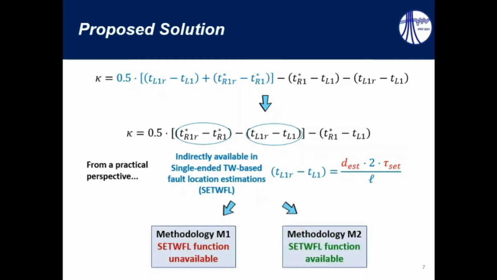Thus, based on this idea, two methodologies are proposed in this paper. In methodology M1, we consider that the single-ended traveling wave-based fault location estimations are unavailable. In methodology M2, we consider that these estimations are available.